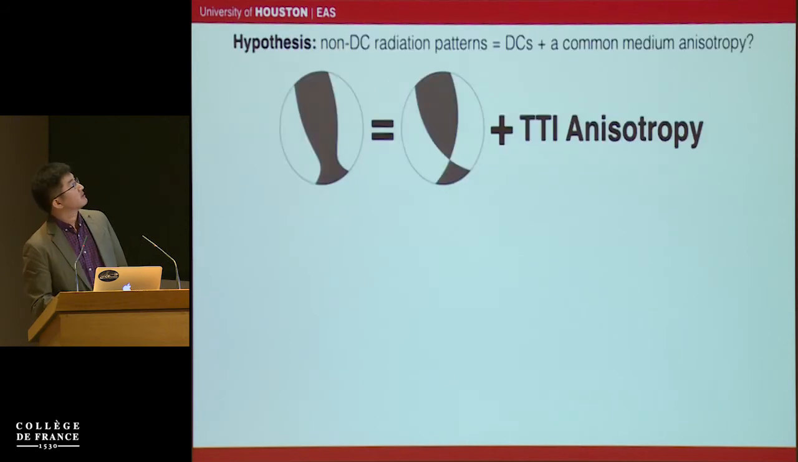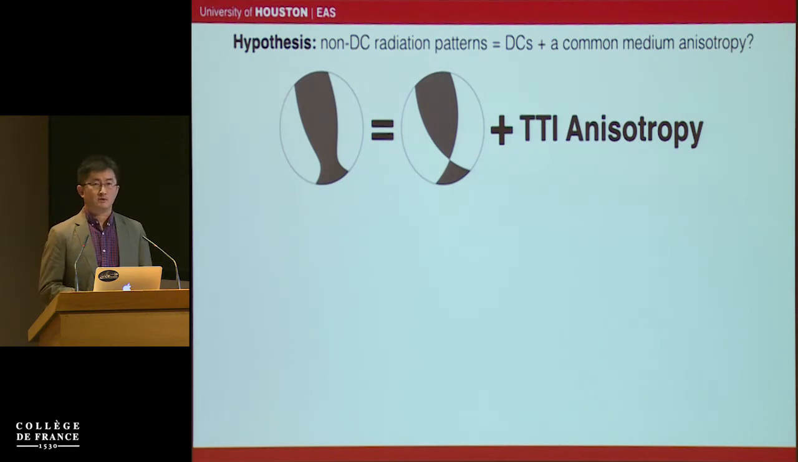Okay, the hypothesis, this is a hypothesis testing work. So the hypothesis is that the non-double couple radiation pattern of the deep earthquakes is caused by shear dislocation, just like a normal earthquake, but in a tilted transverse isotropy anisotropy. Basically, that's layered, fine layering caused anisotropy.